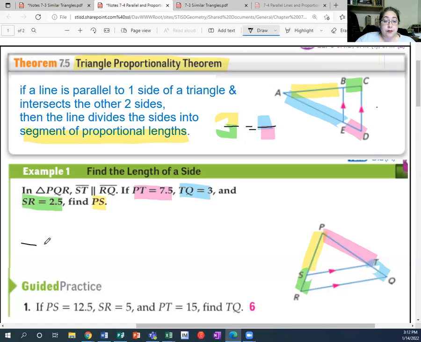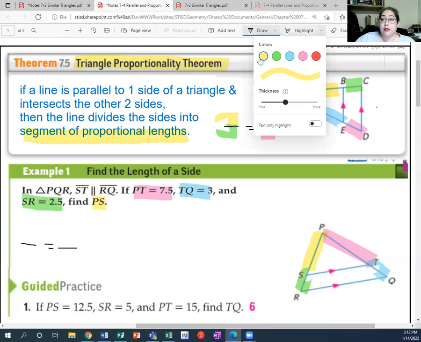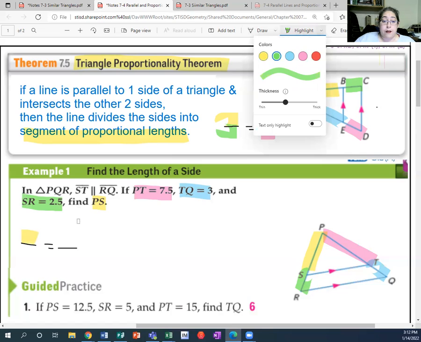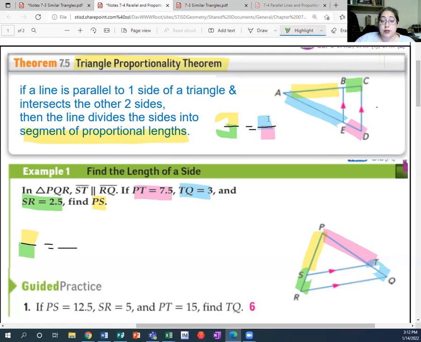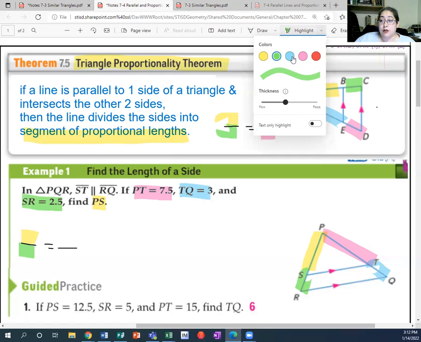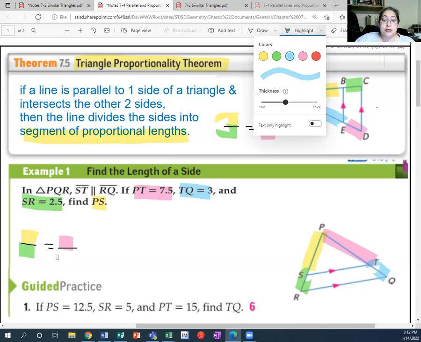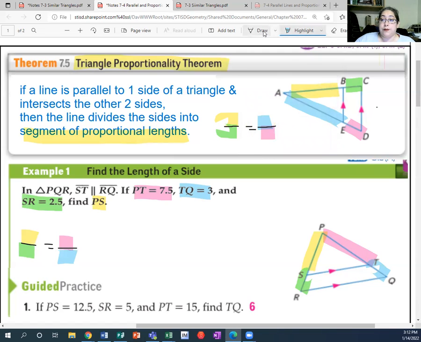All right, let's set up that proportion, those two equal ratios. On the left-hand side, I'm going to do the leftmost segment. I'm going to do the part on top to be on top and the part on bottom to be on the bottom. So PS on top, SR on the bottom. Now, because I made that choice for the segment on the right, I have to pick this piece that was on top, which is PT. That goes in the numerator. And TQ is going to go in my denominator.